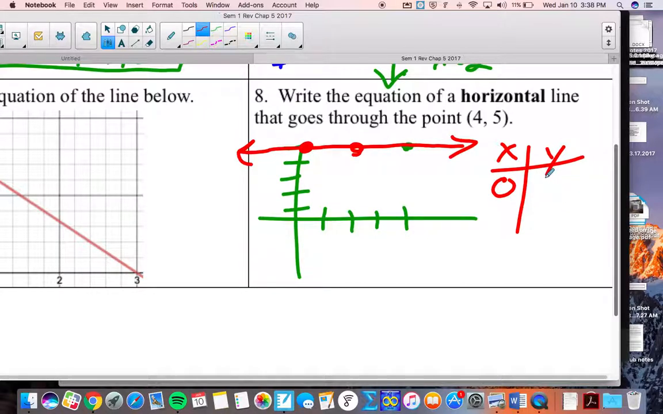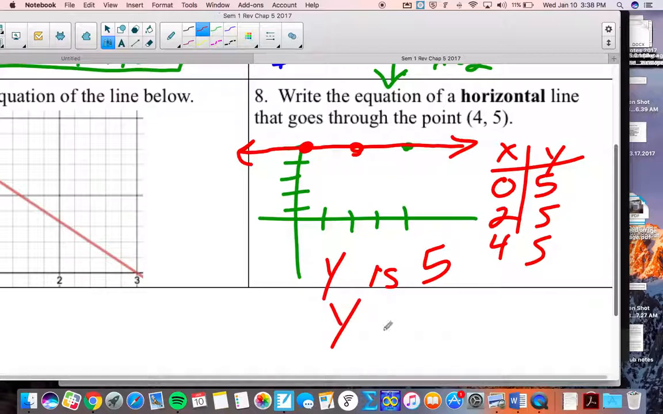X is 0, y is 5. X is 2, y is 5. X is 4, y is 5. The rule is that y is always 5, no matter how far to the left, no matter how negative x gets, or how far to the right, how positive and large x gets. So y equals 5. Boom.